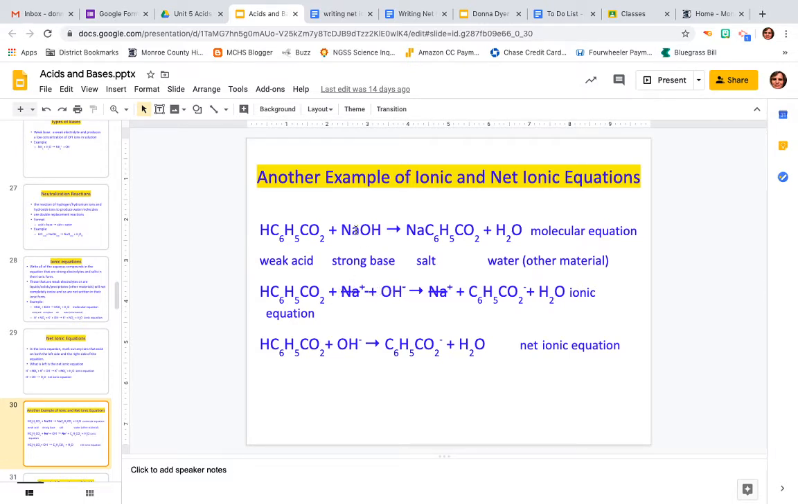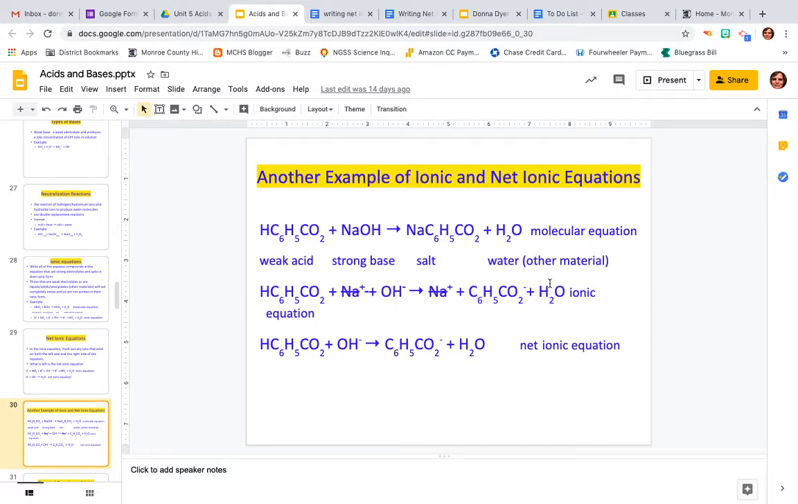It's made of Na plus and OH minus. This is a salt, so it does break apart into its ions. It's made of Na plus and C6H5CO2 minus. And then, of course, this is water, which is a liquid, and it does not ionize, so we leave it as H2O. Now this would be our complete ionic equation.